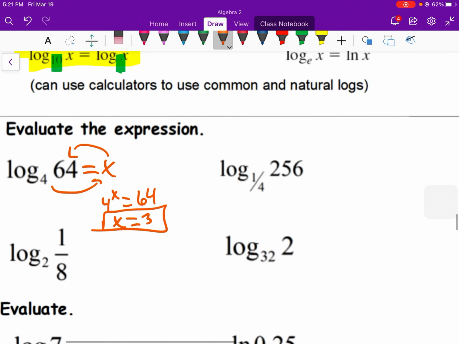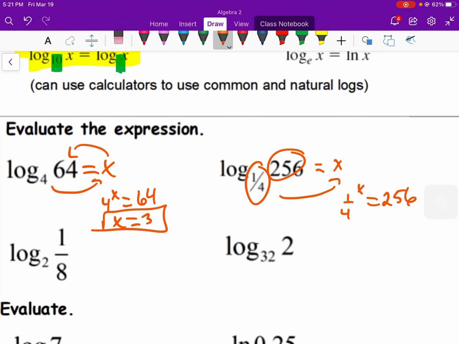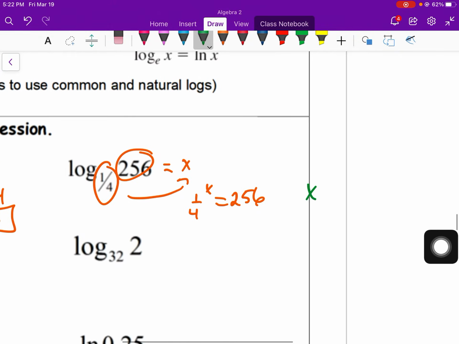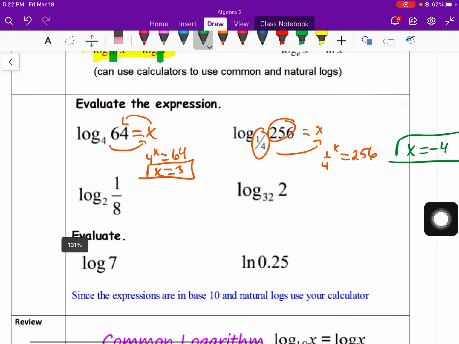Therefore, x equals 3. Good. Next, log base 1/4 of 256. This one, I know we did, because look at this. It's a fraction and a big number, so it's going to have to be a negative exponent. 1/4 to the x equals 256. We would have to have a negative exponent, and 4 to the 4th would be 256. So that's how we would do that one.